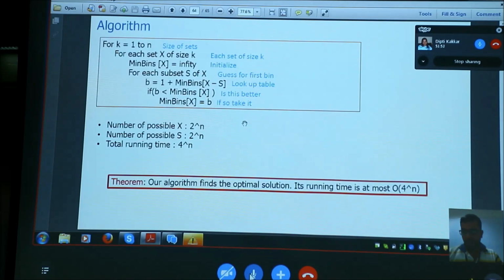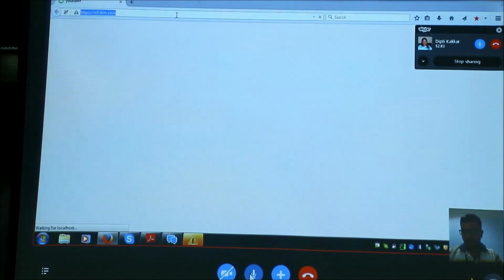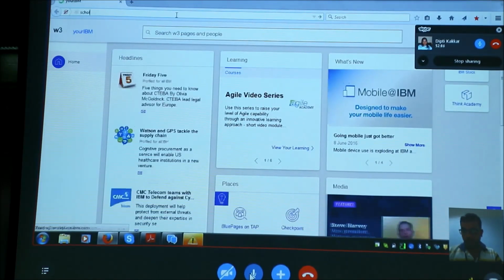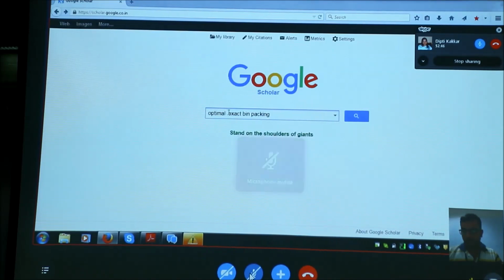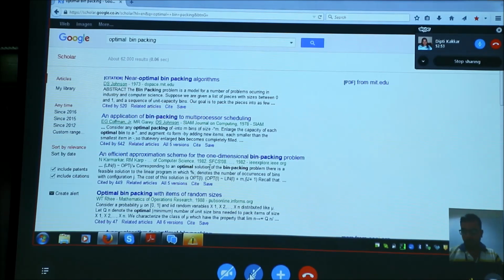Definitely. Of course. It's quite possible the score will come down, will be quite small. Yeah. We can actually look up on the net for a minute. What is the best possible algorithm for exponential time for packing? Optimal bin packing. Near optimum. Optimal. Okay. There is one here.